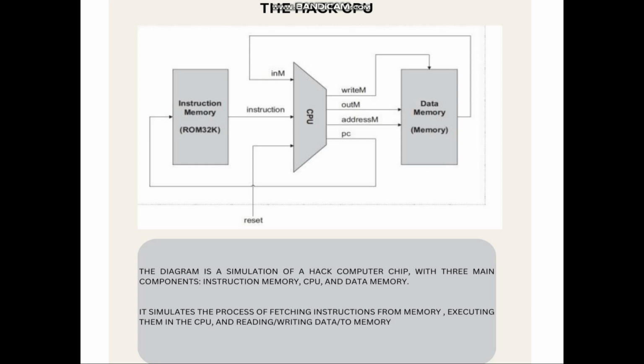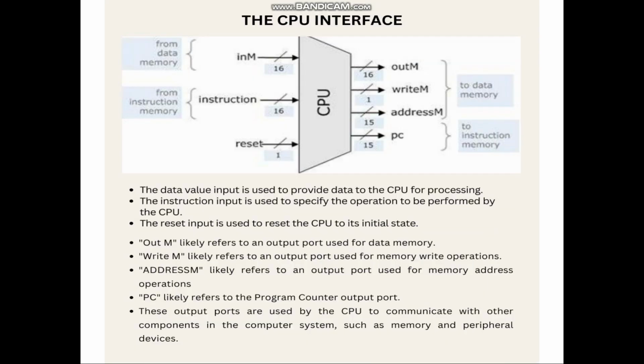during its operation. The data memory is typically implemented using a memory technology. Data memory can be read from and written to by the CPU, typically through memory-mapped IO operations. Moving on to the next slide, we have the CPU interface.